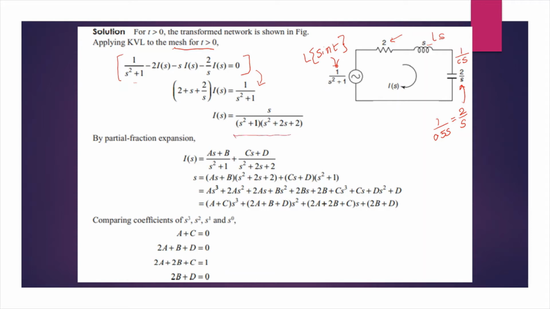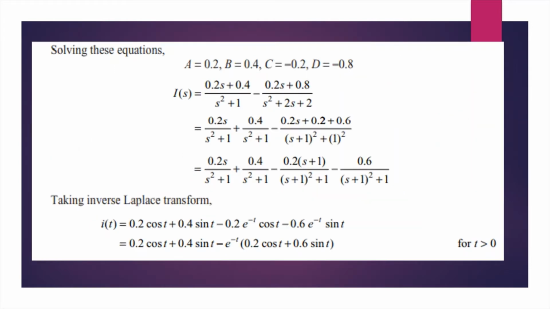Now in order to find i(t), we have to do partial fractions first of all. Since the terms contain quadratic terms, we'll write it as As plus B on the numerator plus Cs plus D, and then we will compare the coefficients of s cube, s squared, s1 and s0. We'll get these four equations and we can solve them. So we got the values of A, B, C and D.